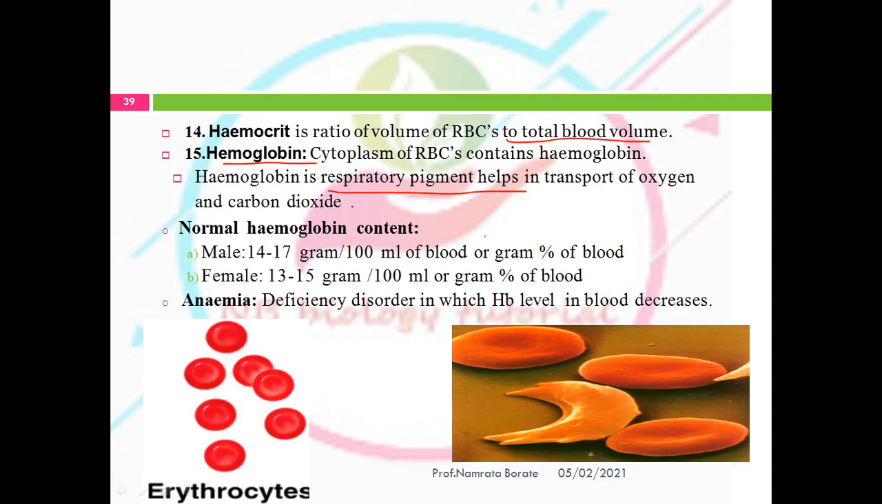The normal hemoglobin content in males is 14 to 17 gram per 100 ml of blood, or 14 to 17% of the blood. In females, it is 13 to 15 gram per 100 ml. In a deficiency disorder, the hemoglobin level in the blood goes on decreasing, and the normal RBC changes its shape into a sickle shape, the half moon shape. So it is called sickle cell anemia.